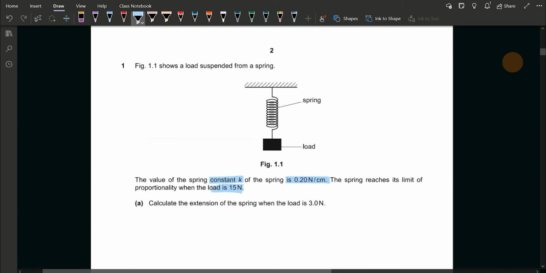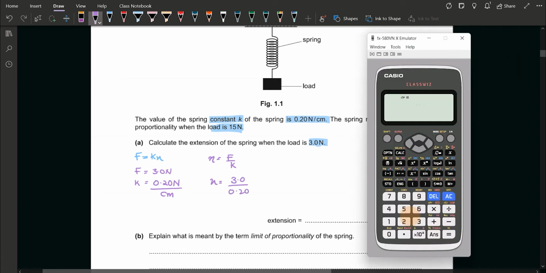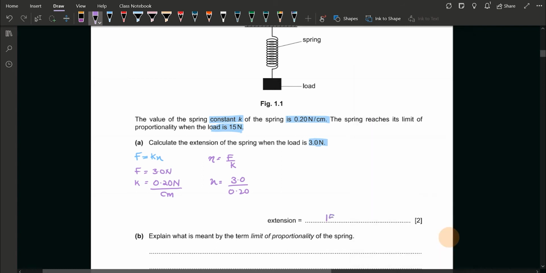Part A says calculate the extension of the spring when the load is 3.0 newton. So we know the formula F equals kx, and we know F, which is 3 newton. We know k, which is 0.20 newton per centimeter. So we can rearrange our formula to get x. We get F by k. Then we can put in our values, 3.0 divided by 0.20, and when we use our calculator we get 15. So our extension is 15 centimeter, as they're using centimeters over here.